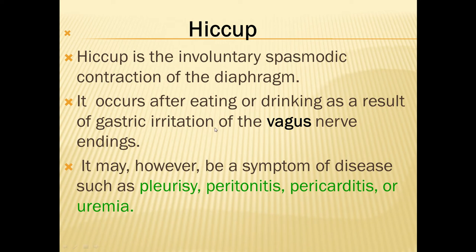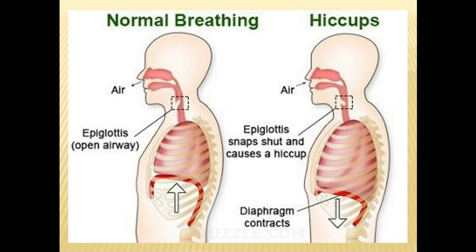There are other diseases also in which hiccups are seen, like pleurisy, peritonitis, pericarditis or uremia. These are the other conditions. So hiccups is not due to that thing which we think. So what happens? This is the epiglottis. It's an open airway. You can see the air is moving out. But what happens when inspiration is there? This epiglottis snaps shut and causes the hiccup. Diaphragm contracts.